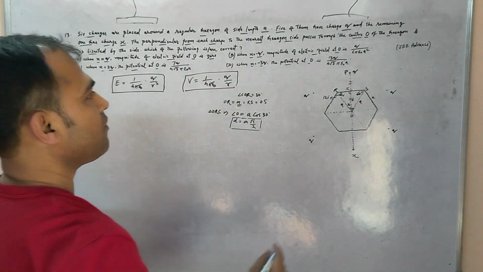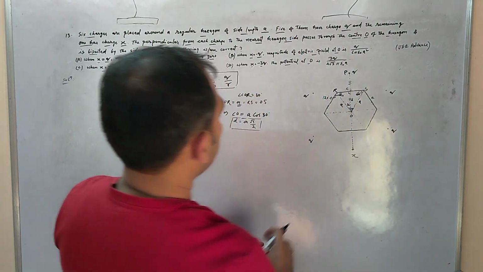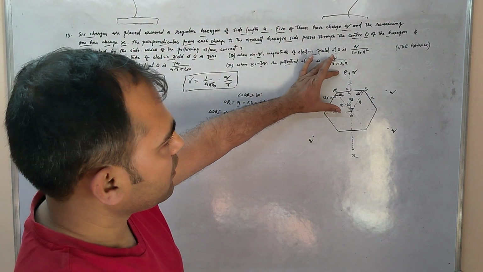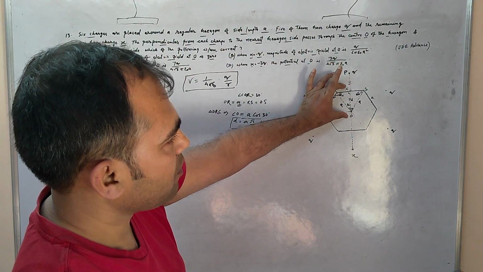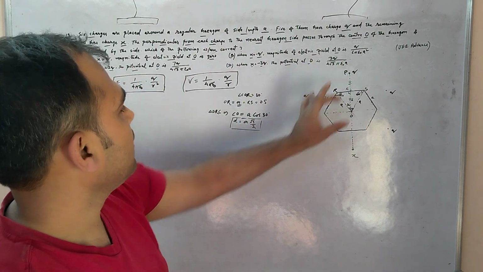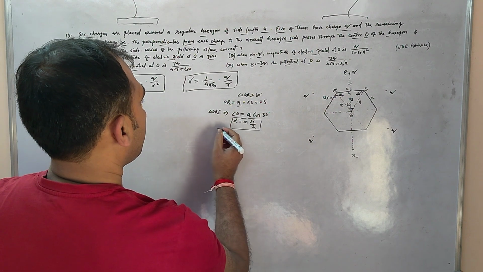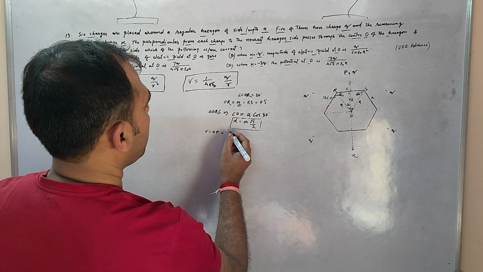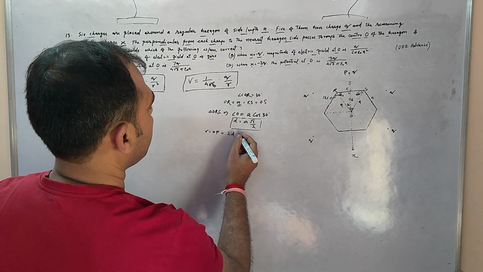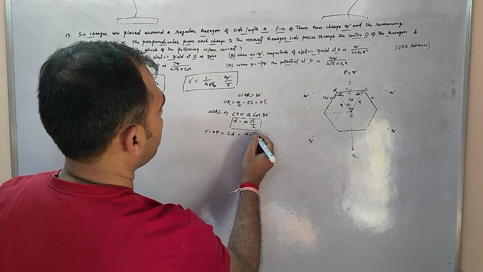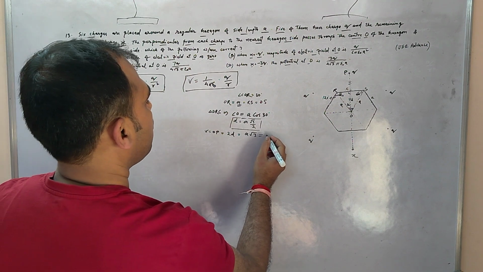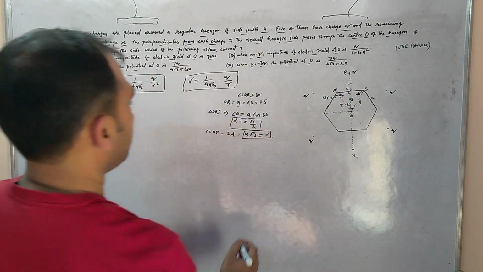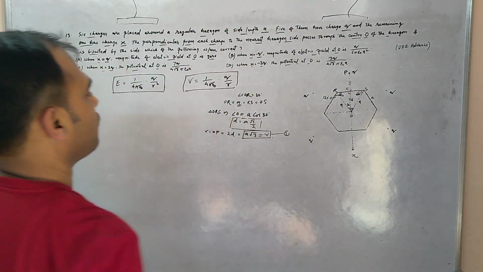Got it? We have to find the value of R, that is the distance OP. OP will be just double of OC. So R will be equal to OP, that will be 2 times D, that is A root 3. So this is the value of R that we have to find. Good. This is equation number 1.